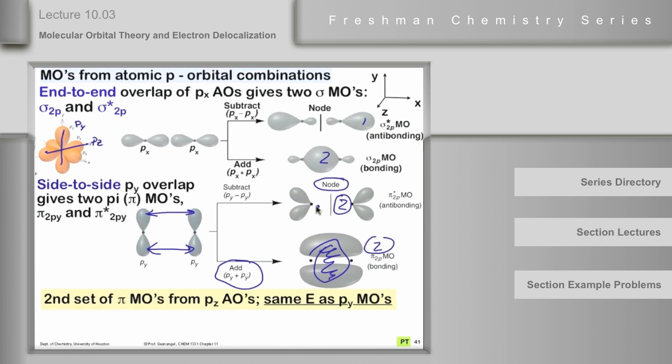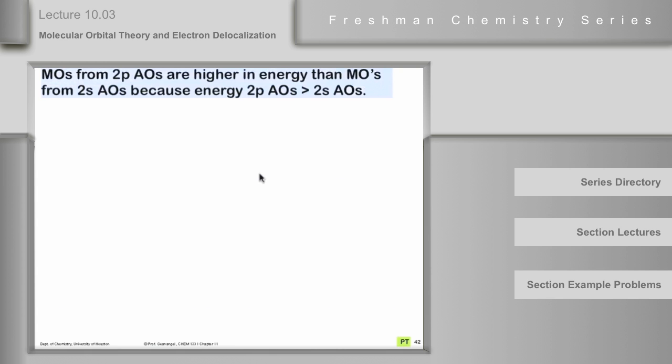Sorry, there's one of these, and there's one of these. I'm sorry, I've shifted horses in midstream here. There are 2 of these and 2 of these. So that's 6 altogether: 1, 2, 3, 4, 5, 6. Okay, so we have the molecular orbitals. All we have to do now is put them together and make an energy level diagram.